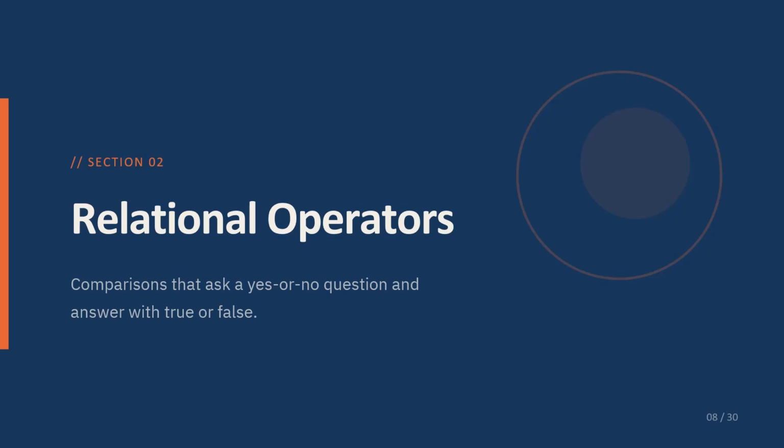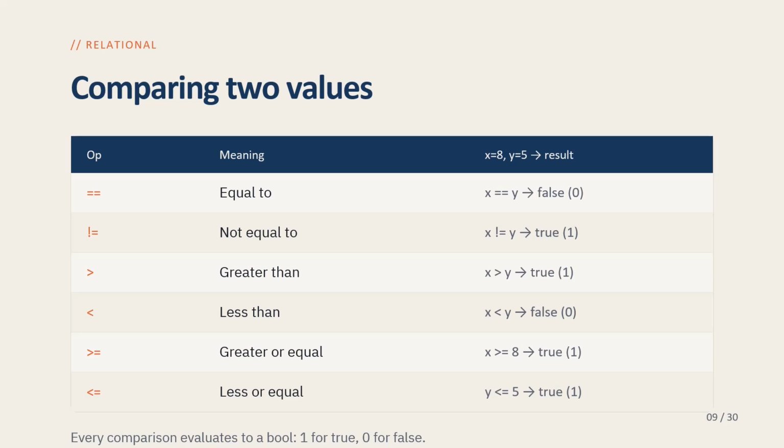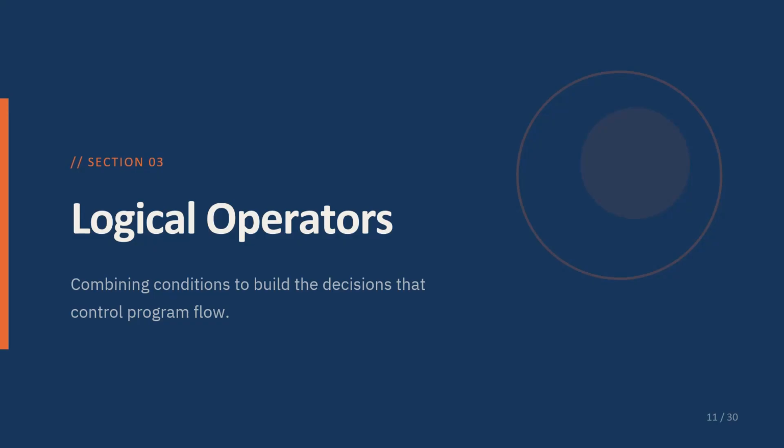Next, we move on to relational operators. Here, relational operators compare two values and return either true or false. Here are the various relational operators: equal to, not equal to, greater than, less than, greater than or equal to, and less than or equal to, followed by the examples.